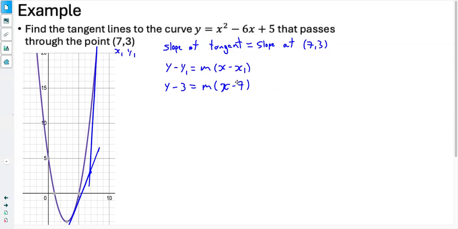So we will end up with two different equations, one for each of these, where the only difference is going to be our slope. Now we know our slope is going to equal the derivative of our function.